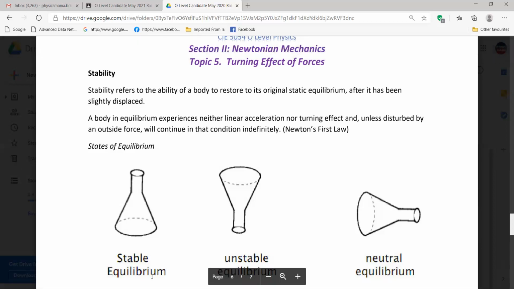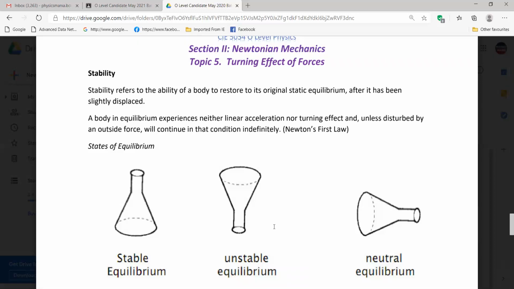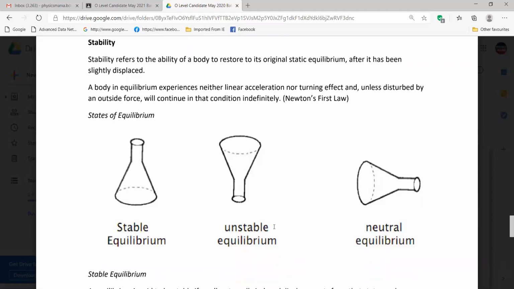Got it? Yes, sir. But this one, you see, has a smaller base area, and the center of mass will be at an upper place, not at a lower place. That's why it is becoming unstable equilibrium, right? Yes. Anytime it can fall down.